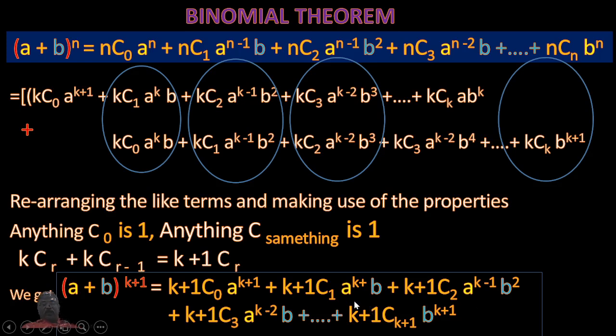So without breaking our head, we can just write this last step and conclude the theorem, because we know all these are going to be true. Nobody expects you to remember all these things. You just have to write this statement: rearranging the like terms and making use of the properties that kCk is 1 and kC0 is 1, and kCr + kC(r-1) is equal to (k+1)Cr. If you write so much, we will get this theorem.